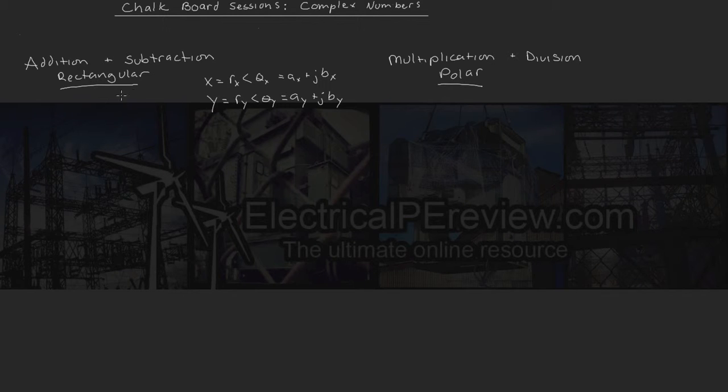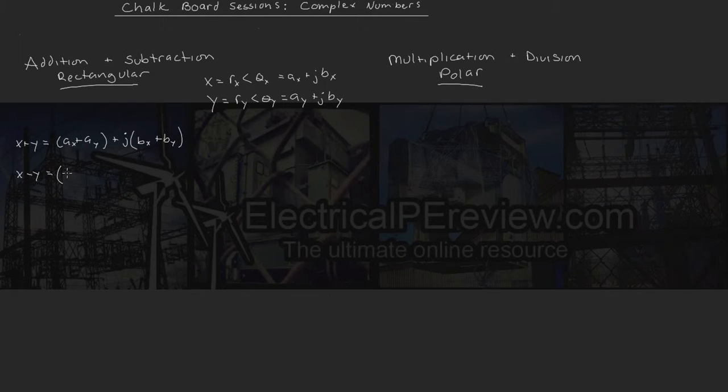So carrying out an addition or subtraction is going to look something like this. X plus y, we're going to add the real and imaginary components together to form our new vector. Ax plus Ay would be our new real, and j bx plus by will be our new imaginary. Now let's look at subtraction.